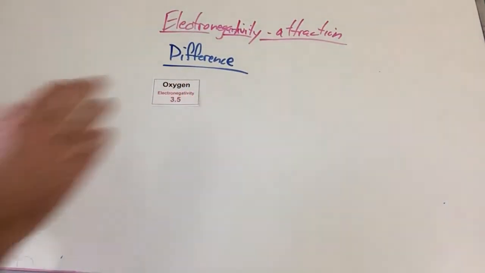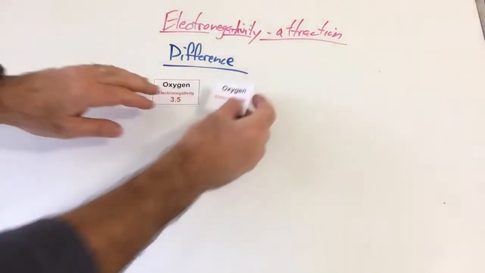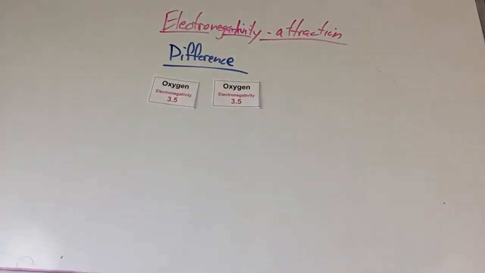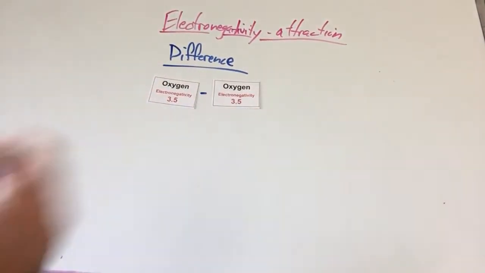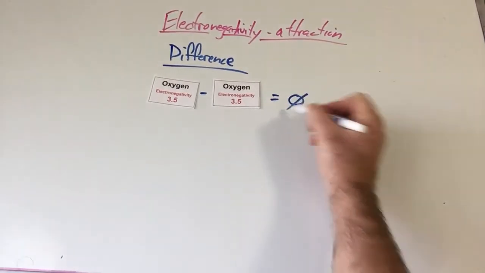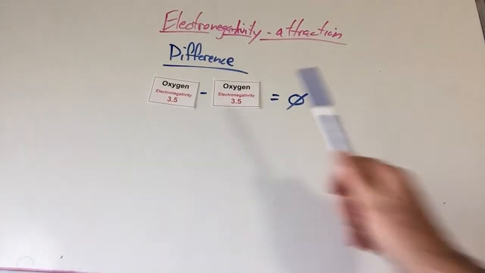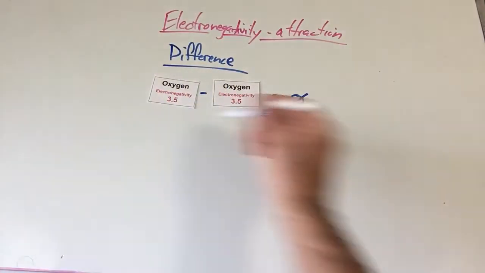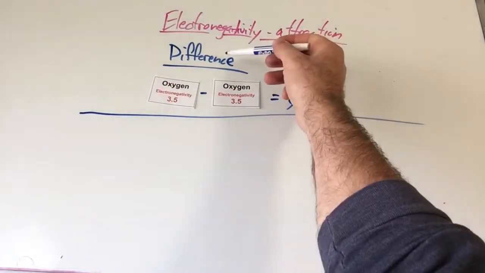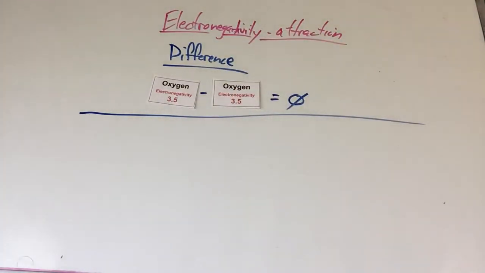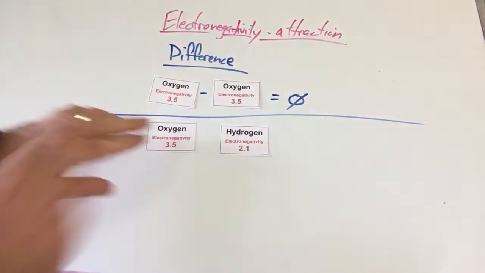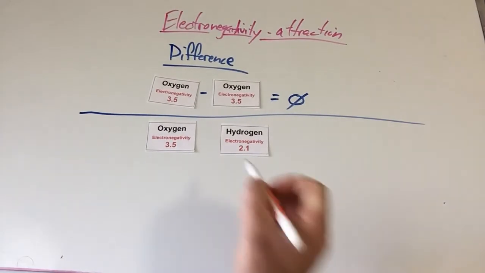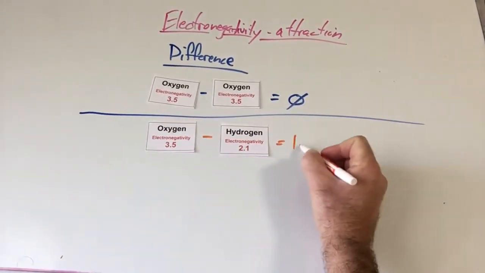Oxygen has a high electronegativity, but the difference between oxygen and oxygen, if I were to subtract these, is 0. And that means that an electron wouldn't know which way to go. Does the electron go to this oxygen or that oxygen? Doesn't matter, because it has 0 difference. So we're not talking about this in a vacuum. We're talking about this in relationship to another atom. So if we look at, let's say, oxygen and hydrogen, now we have to pull out our calculators, do a little bit of math, and we get 1.4.